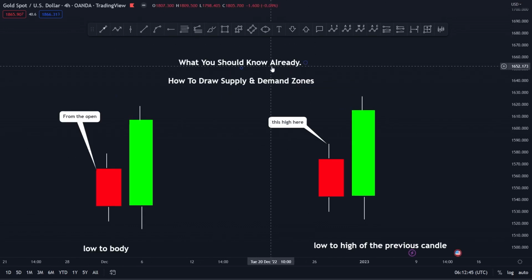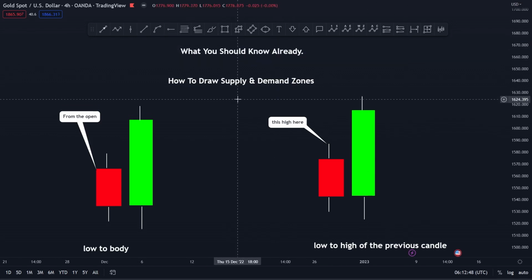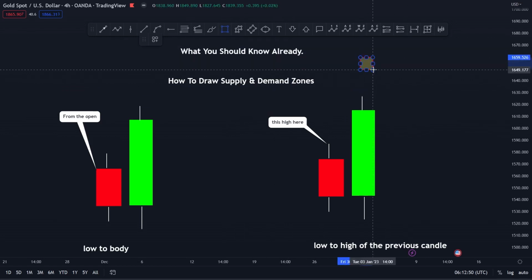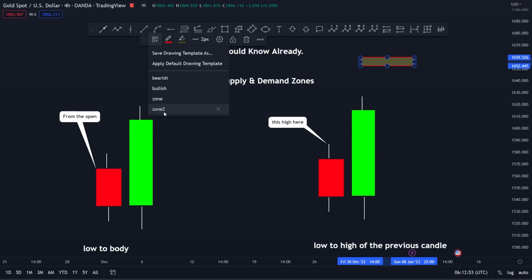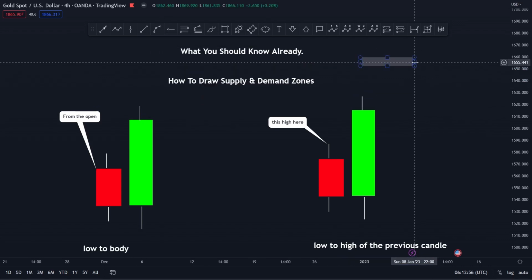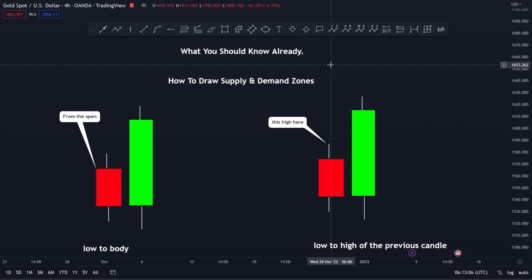The first thing that you need to know already is how to draw supply and demand zones. If you don't know how to draw supply and demand zones, this video can be a little bit challenging, but if you go and watch the video before this one, which I'll also put in the description below, it will clear some of the things that you need to understand throughout this whole video.